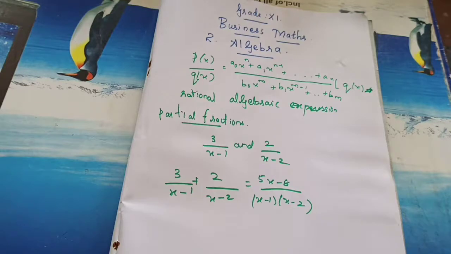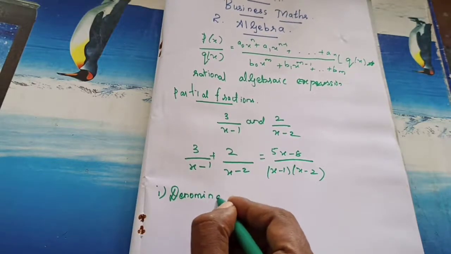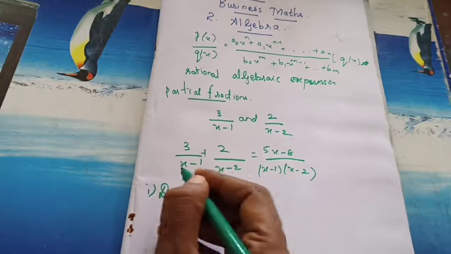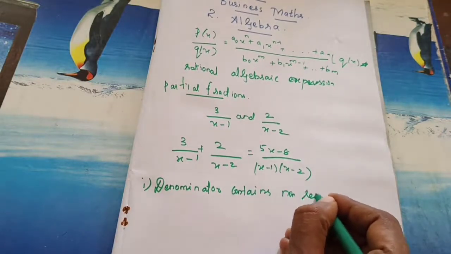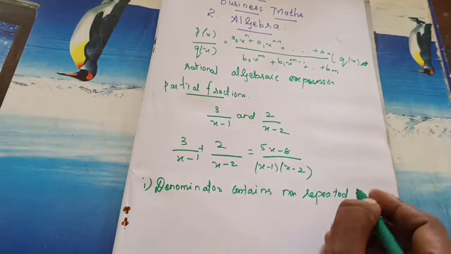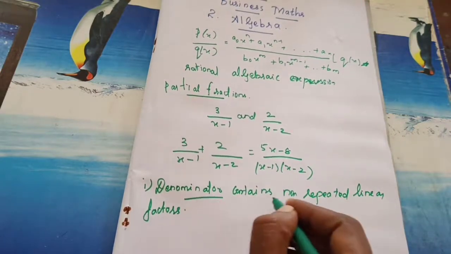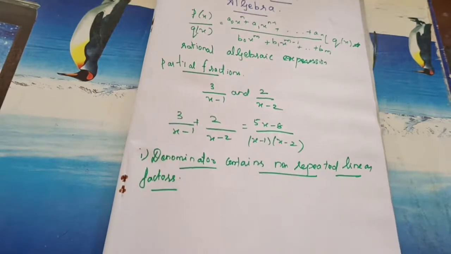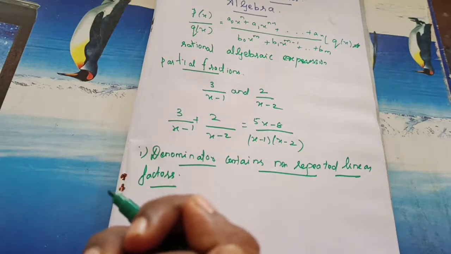So here in this chapter, first section, we are going to learn partial fractions. There are 3 types we are going to learn. The first type is when the denominator contains non-repeated linear factors. What's the first type? The denominator contains non-repeated linear factors.